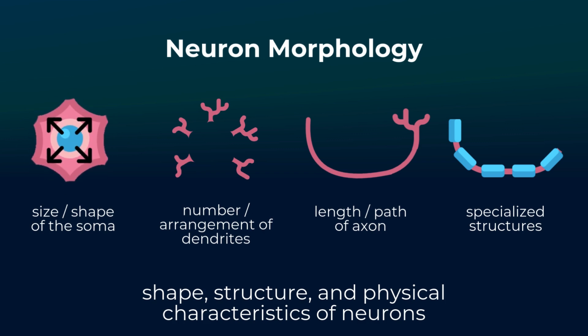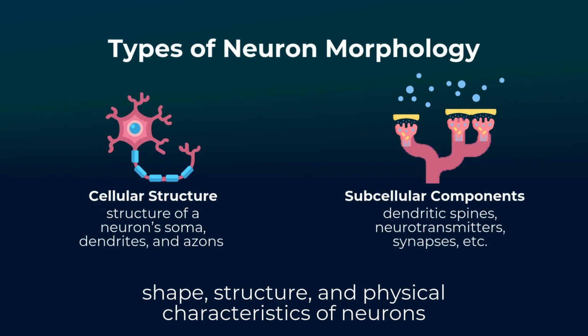For example, the size and shape of the soma or body, the number and arrangement of dendrites, the length and path of the axon, specialized neuron structures such as axon terminals, synaptic connections, or myelin sheaths. Neuron morphology can be studied from two perspectives.